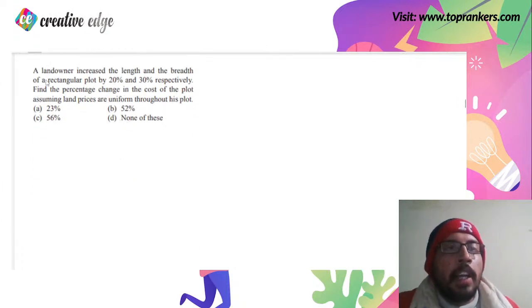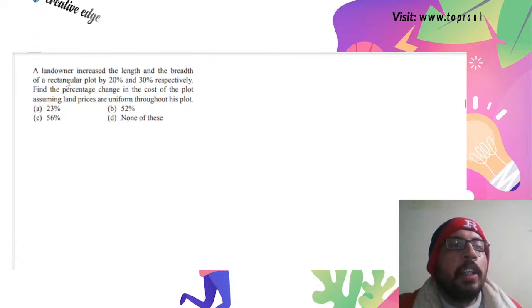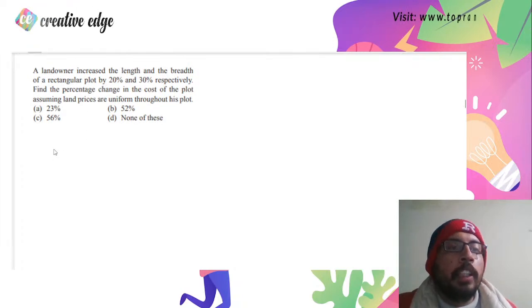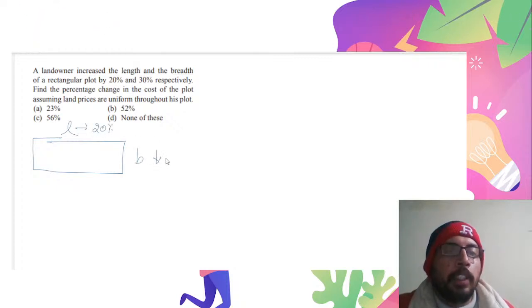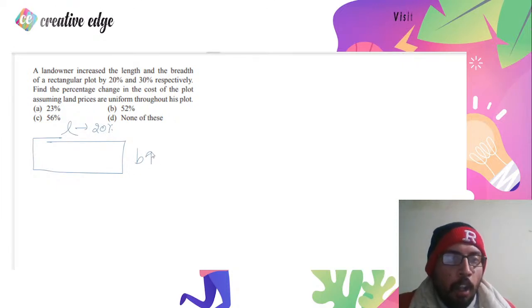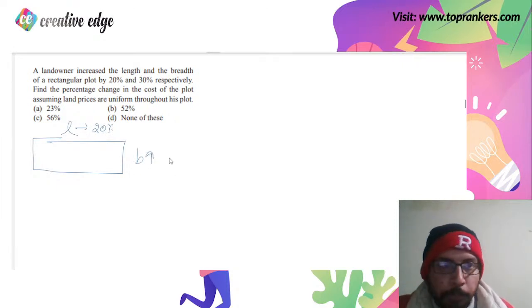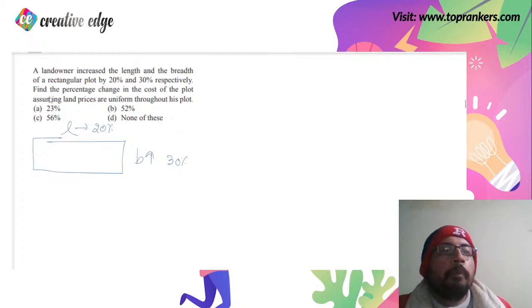Next one. A landowner increases the length and width of a rectangular plot by 20% and 30%. Let us say this is your rectangular plot. So this is your length and this is your breadth. This length is increased by 20%. This breadth is also increased by 30% actually.